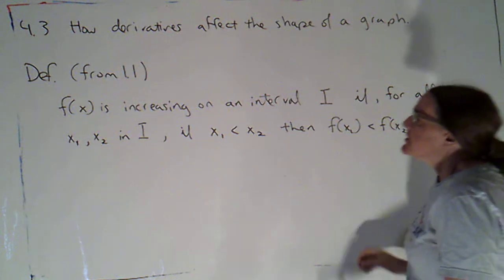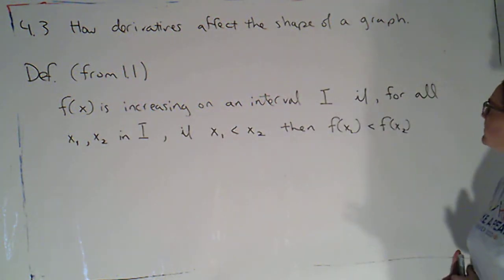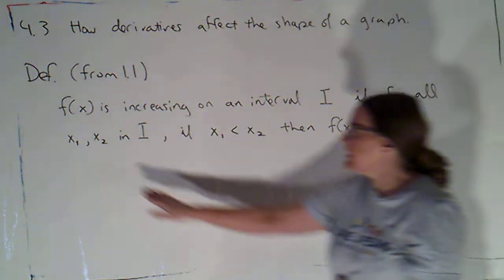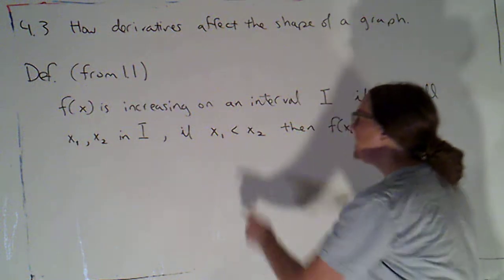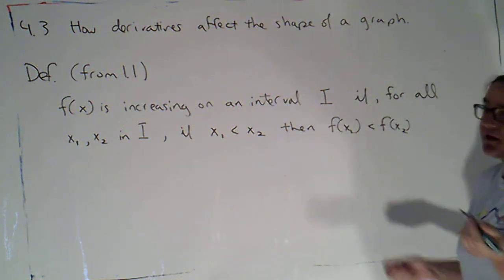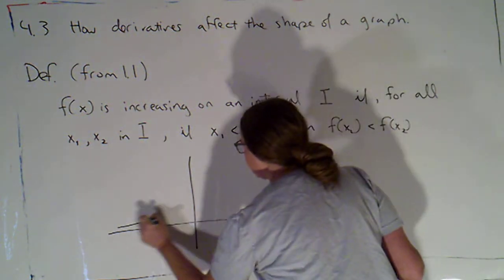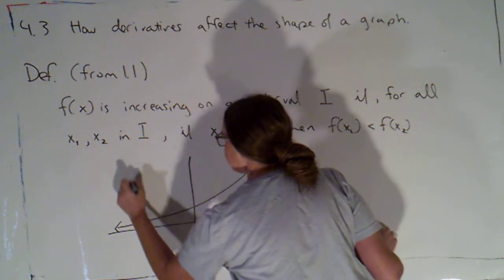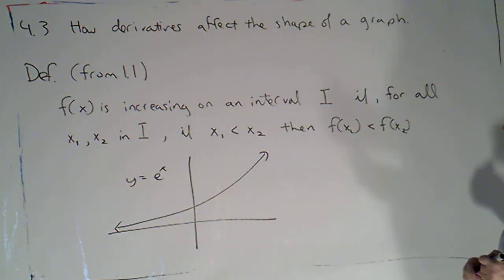Okay. So the definition says that f of x is increasing on an interval I if for all x1 and x2 in the interval, so if I pick a pair of x values in the interval, if x1 is smaller than x2, then f of x1 is smaller than f of x2. Okay. So here's an example. e to the x is a function that's always increasing, and we can see that by inspection.